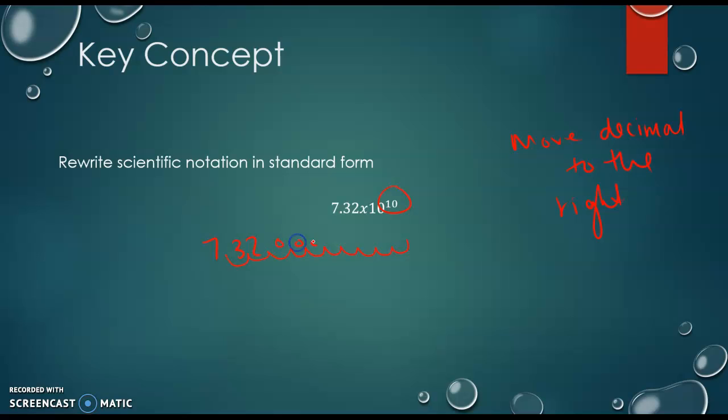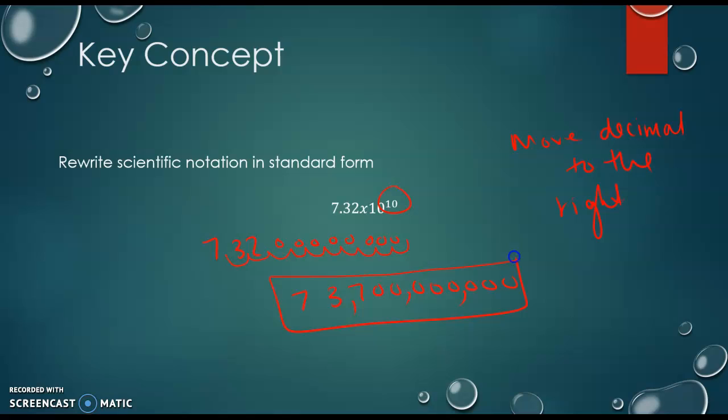And so now all of these I'm going to add zeros to. And so we're at 7, 3, 2, 0, 0. The 8 of them. 1, 2, 3, 4, 5, 6, 7, 8. 1, 2, 3, 4, 5, 6, 7, 8, 9. All right, and so this is our number in standard form. Ta-da! It really is that simple.